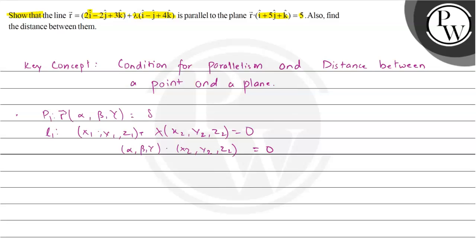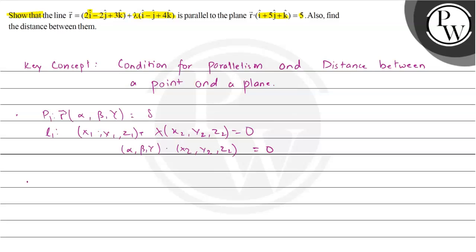The second thing is you have to ensure that this line doesn't lie on the plane. So you just take any random point on the line and try to satisfy whether it is on the plane or not. If it is not on the plane, then the line is not on the plane. But if that random point is on the plane, that means the line would be on the plane.